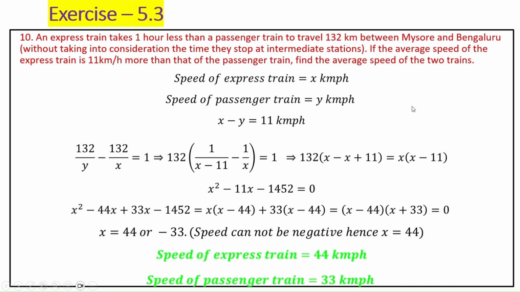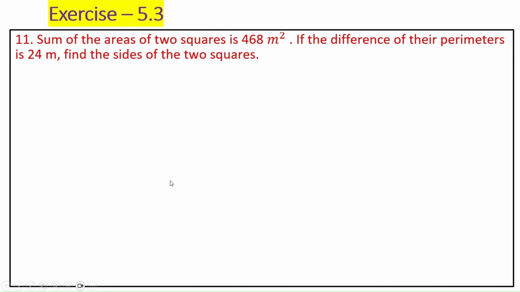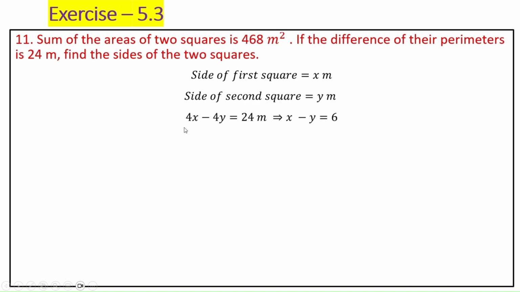Okay, next. Read the question. Side of the first square is x meters, side of the second square is y meters. So 4x minus 4y equals 24 meters, or x - y = 6. Here 4x and 4y are the perimeters of the squares. Then the areas are x² and y², and the sum of areas is x² + y² = 468.